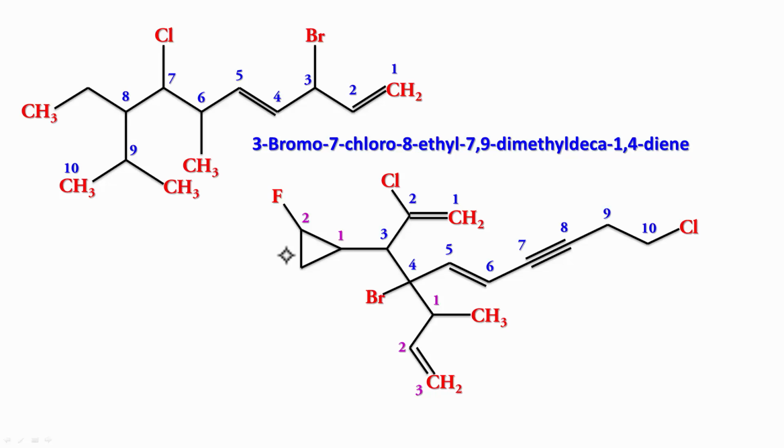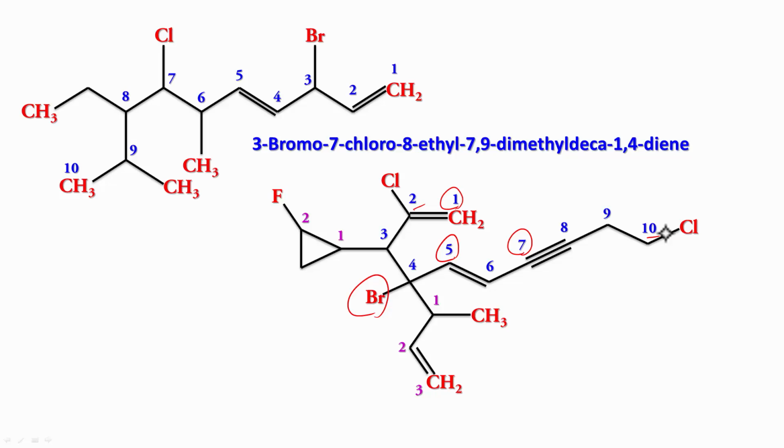So how are we going to name this? Always write the parent first. The easiest way to do it is to write the parent first. The parent is going to be deca-1,5-diene-7-yne. So write that first. Now write the substituents before that. Bromo goes first, 4-bromo. Chloro, I think there are 2 of them. So 2,10-dichloro.